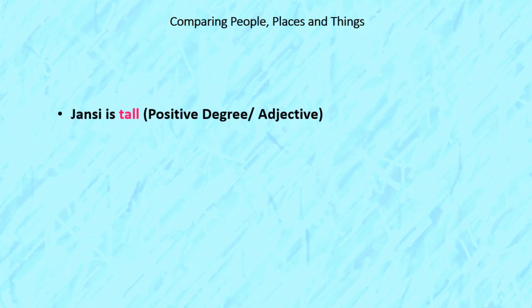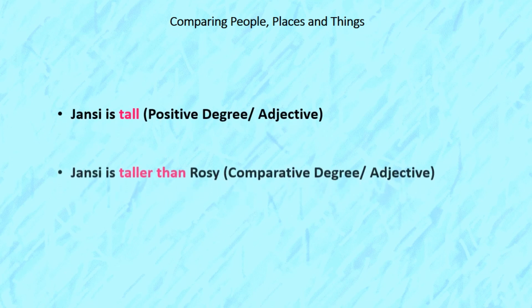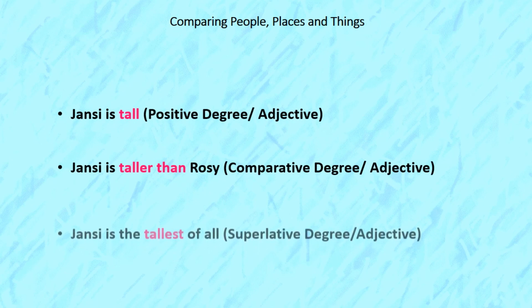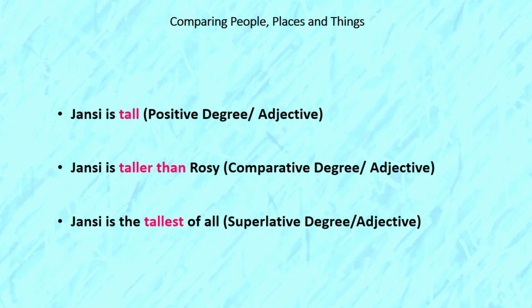Now, again, here are a few examples of a positive degree, a comparative degree, and a superlative degree. When we just say that Jhansi is tall, we say it with a positive degree. When we say Jhansi is taller than Rosie, we compare Jhansi to Rosie. Jhansi is the tallest of all. Jhansi is compared to many others. So, we say it is a superlative degree and it is the highest form of comparison.